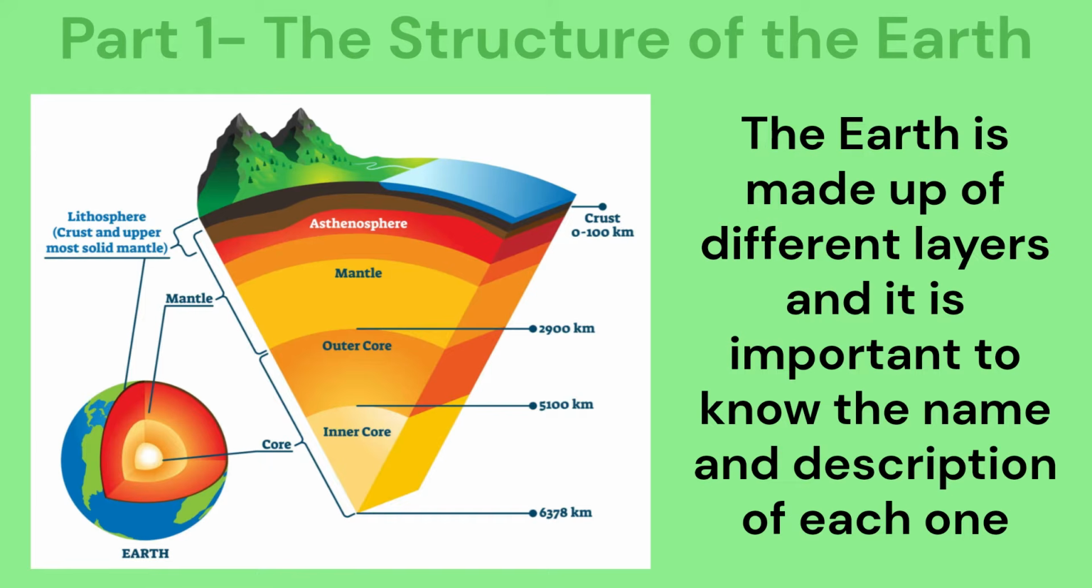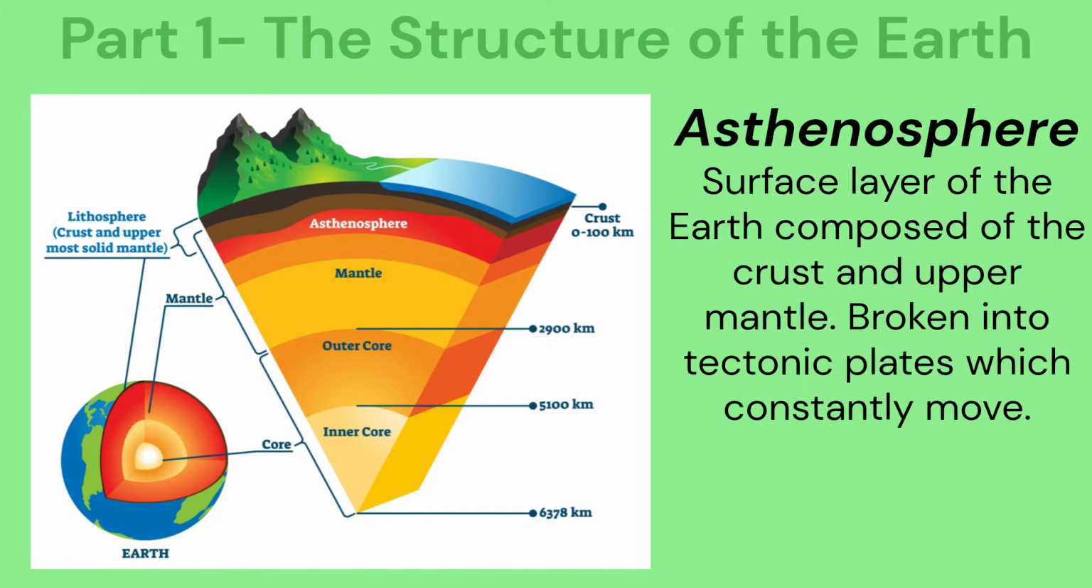The Earth is made up of different layers, and it is important to know the name and description of each one. Asthenosphere. It is the surface layer of the Earth composed of the crust and upper mantle. It is broken into tectonic plates which constantly move.